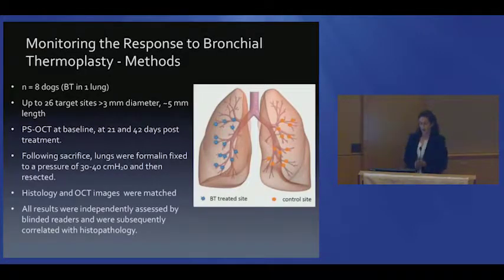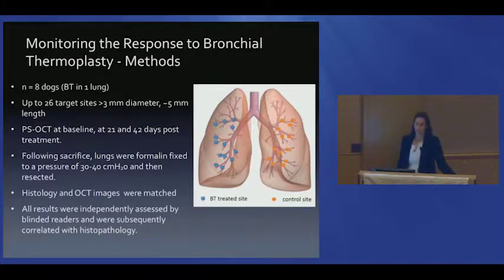If you remember early on, I mentioned that collagen is also a birefringent tissue. And we know that in response to thermoplasty, once the airway smooth muscle is reabsorbed or dies or goes away, whatever happens to it, there is collagen in its place. And so we wanted to prove that we could actually differentiate between collagen and the smooth muscle. So we conducted this study.